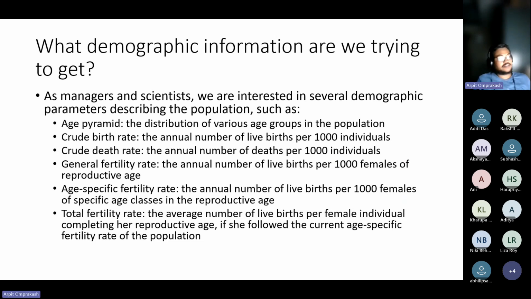So there are certain other things that we also look at for demographic information, such as the age pyramid, which is basically the distribution of various age groups in the population. So what we have is, let's say, 5 to 10 year olds, how many of them are there? Then 10 to 20 year olds, how many of them are there? So the bar sizes represent the number, 20 to 30, 30 to 40, and so on. So what this tells us is basically that fewer individuals are 30 to 40 years of age. The highest number of individuals have ages between 10 and 20, and so on. Right.